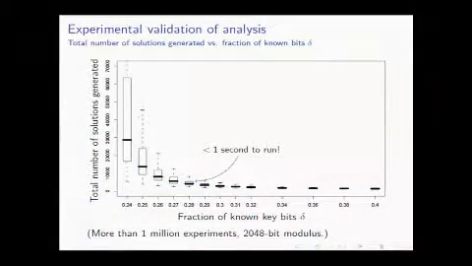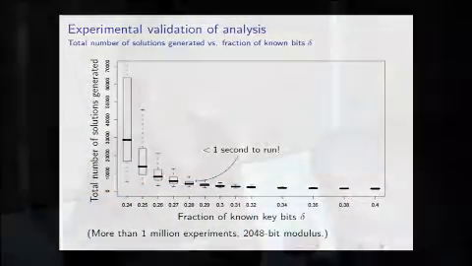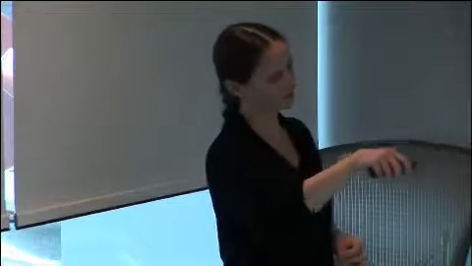And so we ran a large number of experiments on this. Here we generated random keys, took out some large fraction of their bits, and looked at the total number of solutions that were generated. This tells you the median number of solutions generated for each fraction of known bits. And this is the distribution, like 25th and 75th percentile, and total minimum and total maximum.